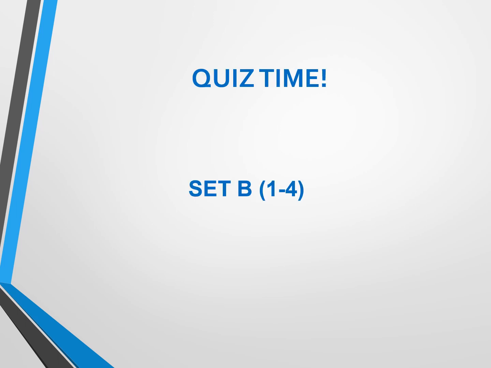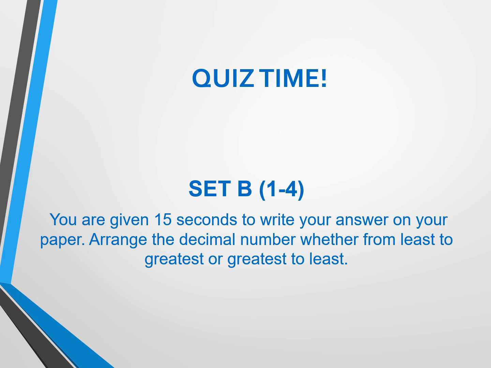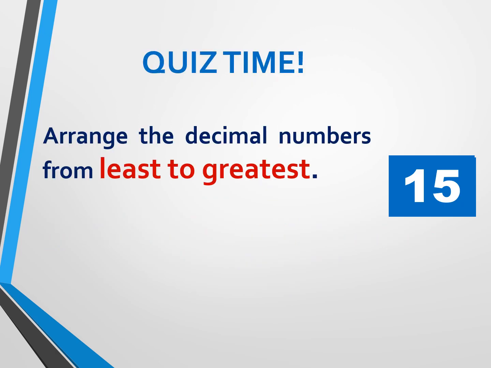Next one, set B. In set B, we have only 4 items. You are given 15 seconds to write your answer on your paper. Just arrange the decimal numbers whether from least to greatest or greatest to least. So let's start. Are you ready? Okay, for set B, you are going to arrange the decimal numbers from least to greatest.